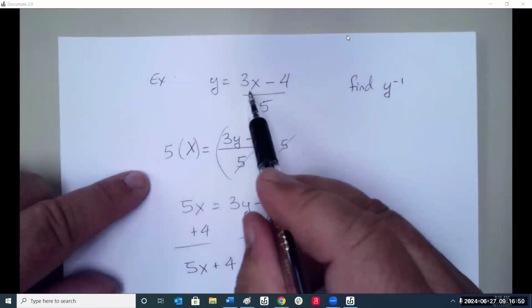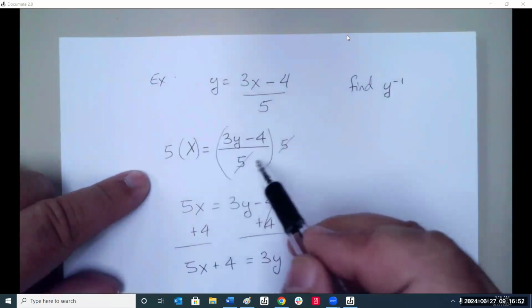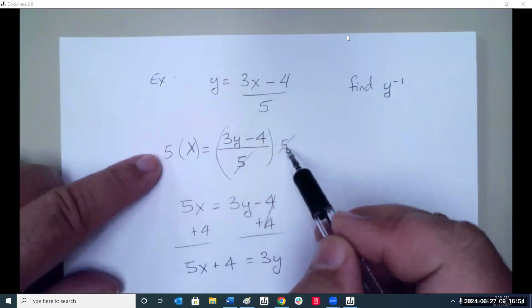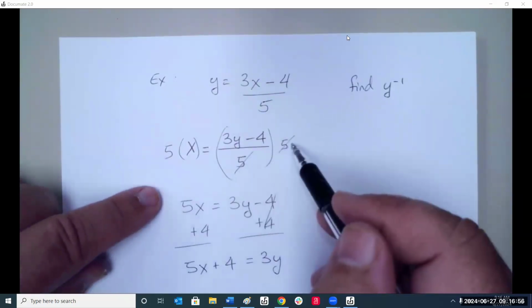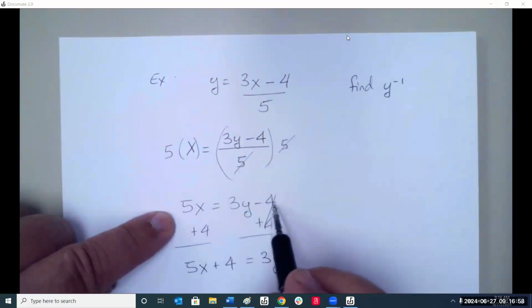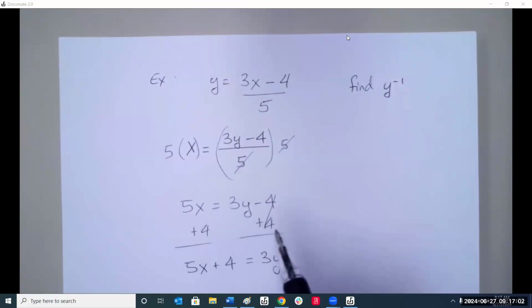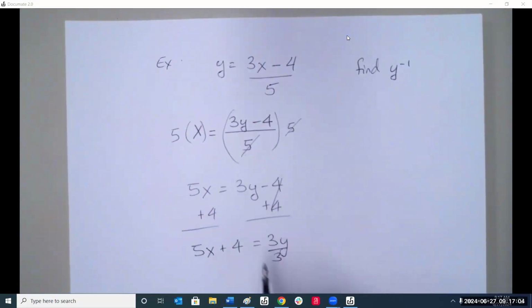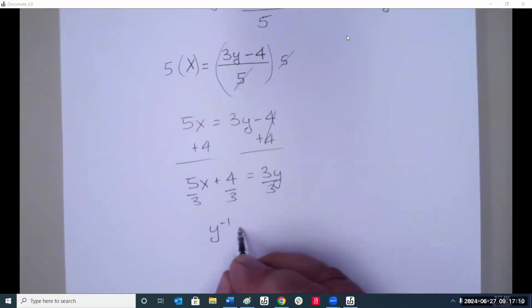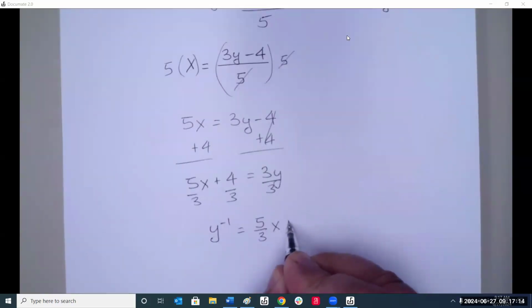Yeah, so first you switch x and y. Then we get rid of the denominator, so we multiply both sides by 5. That cancels that. So 5x equals 3y minus 4. Get rid of the 4, add 4 to both sides, and divide by 3. So the inverse is 5 over 3 x plus 4 over 3.